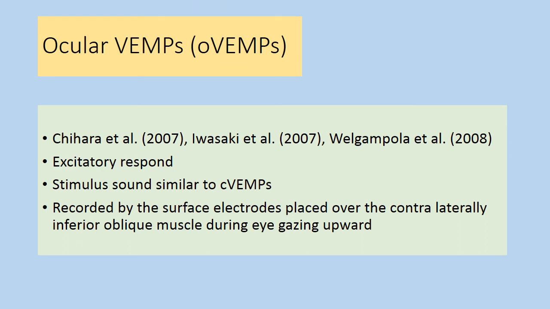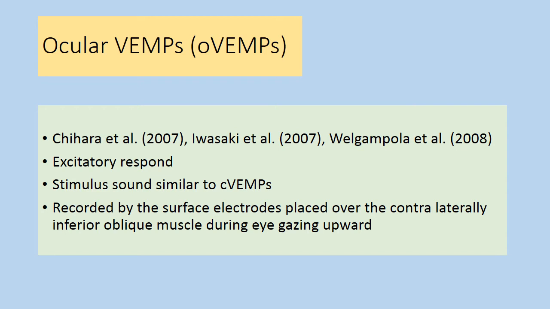Now let's move to the ocular VEMPs or OVEMPs. OVEMPs were described a decade later after the CVEMPs. Unlike the CVEMP, OVEMP is an excitatory response. OVEMPs can be elicited using the same stimulus as the CVEMP, which is air-conducted sound, bone-conducted vibration, as well as galvanic stimulation. It has also been reported that using bone-conducted vibration as the stimulus will generate larger amplitude of OVEMP response.